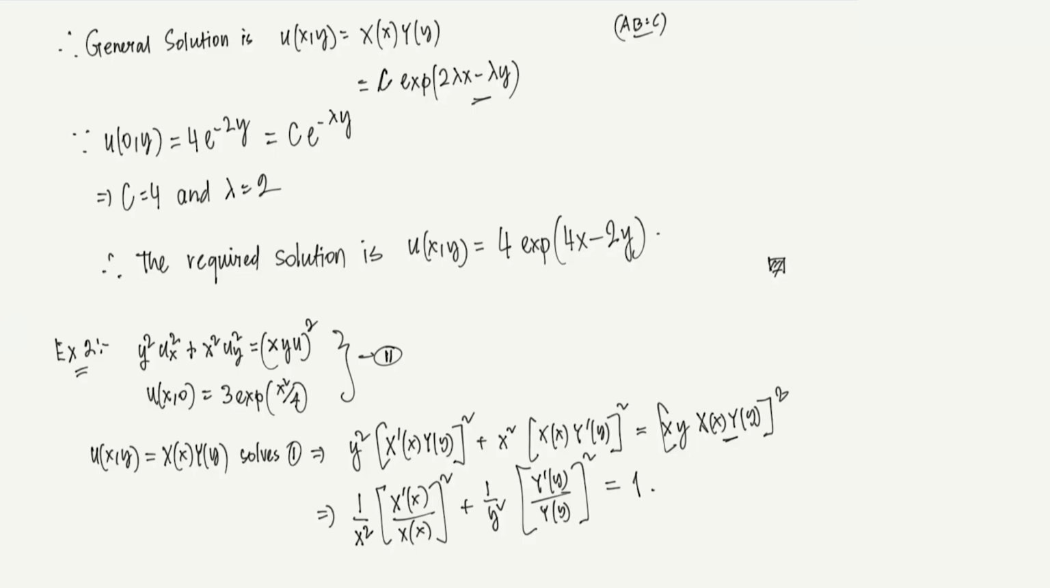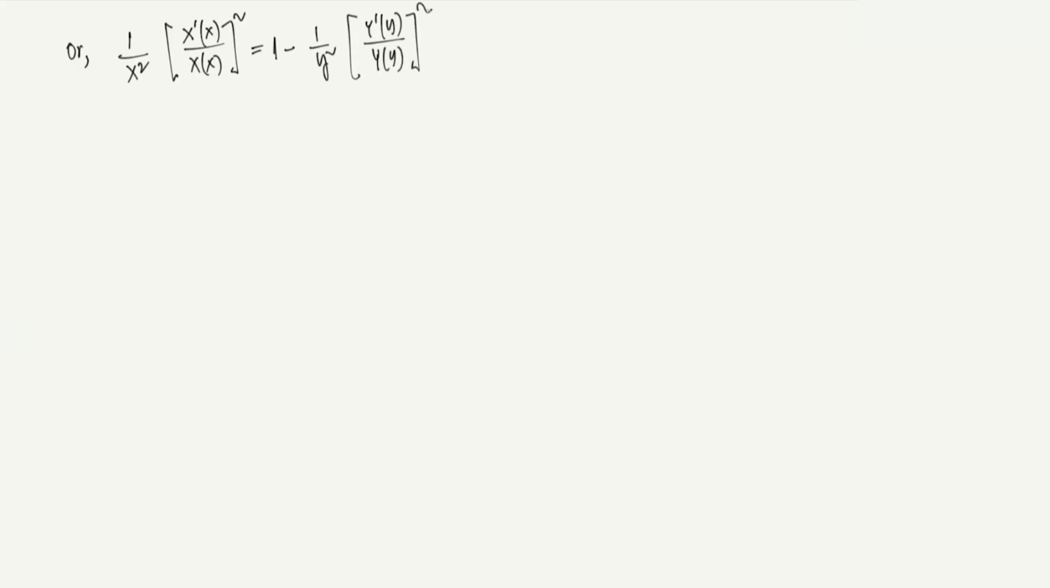Now, we can rewrite this whole thing like this: 1 by x squared times (X'(x) by X(x)) squared can be written as 1 minus 1 by y squared times (Y'(y) by Y(y)) squared. Now we are in a similar situation. This part is just a function of x, this part is a function of y, so that will be equal to some constant lambda. Let's just call it lambda squared, because everything is squared. It doesn't really matter.